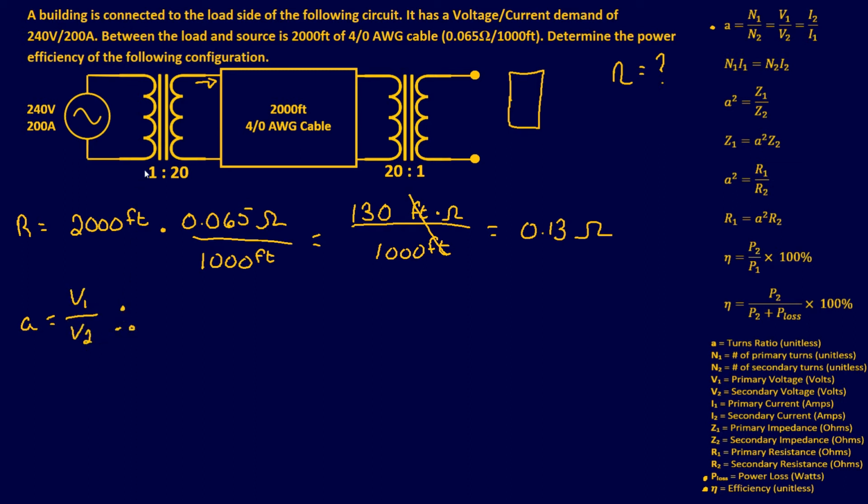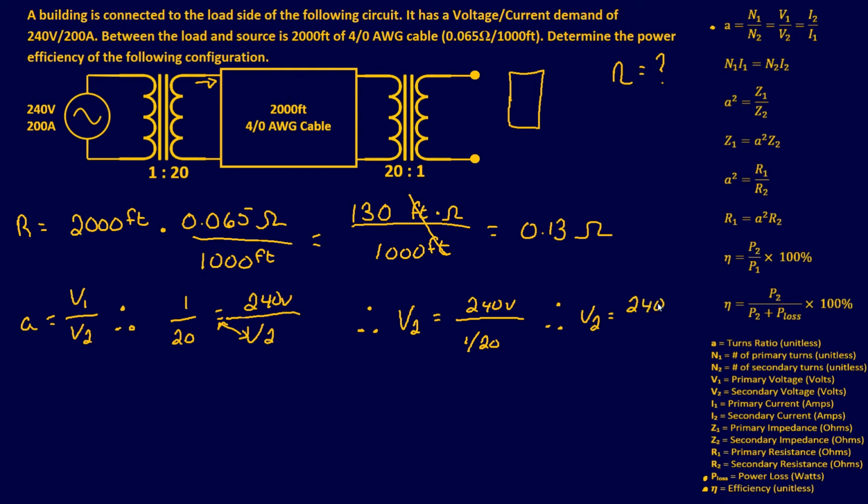All right, our turns ratio is 1 over 20. So we're going to have 1 over 20 equals V1, 240 volts, over V2. Now what I can do is go ahead and swap these two around. I can put my 1 over 20 on my denominator, and I put my V2 on the other side of the equal sign. So it's going to look something like this. V2 equals 240 volts over 1 over 20. Now if you put 1 over 20 in your calculator, it's going to give you, okay, we'll do it one more time. V2 equals 240 volts over 0.05.